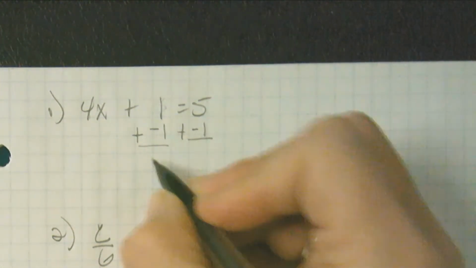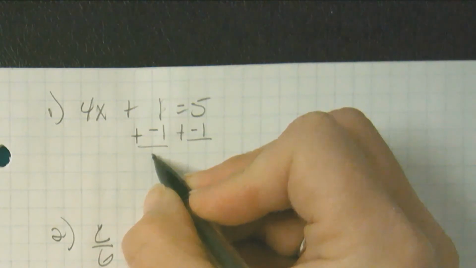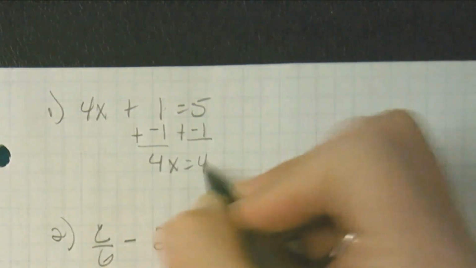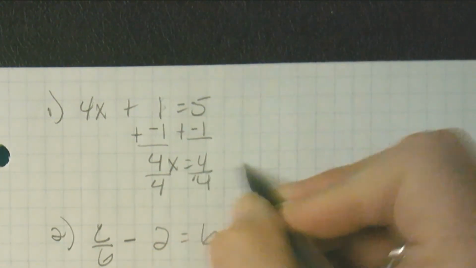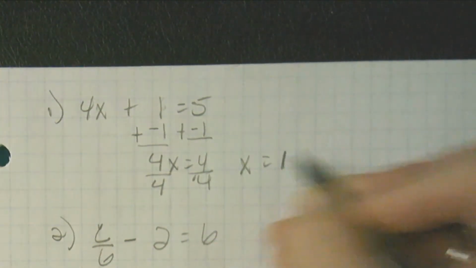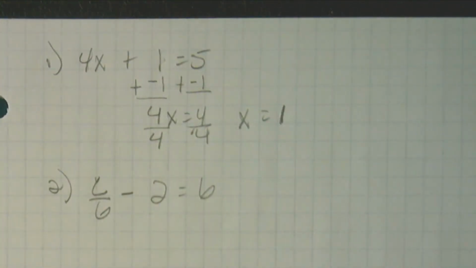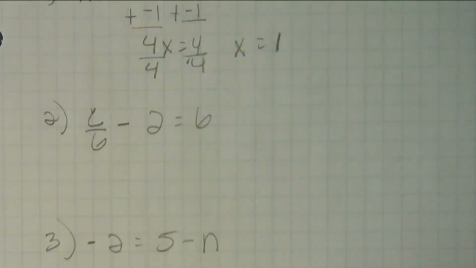Excellent. So then what do I have? Excellent. Now what? Excellent. And what do you get for your x? Sweet. How many of you got that? Awesome. Who'd like to do number 2 for me? Danny, do 2 for me.